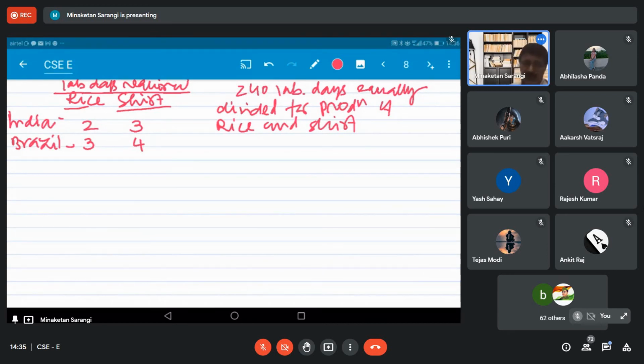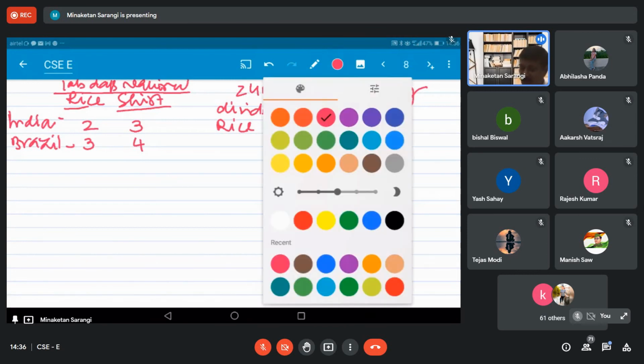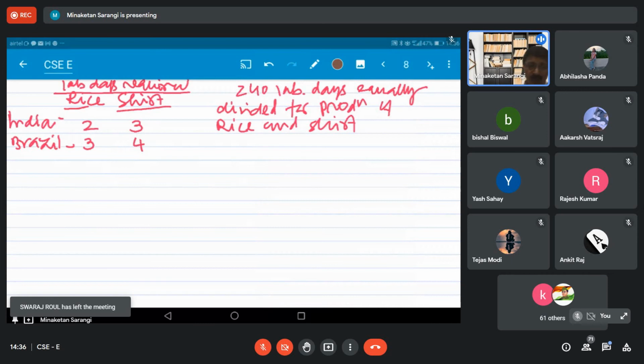Now, here we are observing India is enjoying absolute advantage in the production of rice and sat, and Brazil suffers absolute disadvantage in the production of both commodities. So we cannot explain trade through absolute advantage. Then we'll discuss whether trade is possible with the help of comparative advantage or not. For this, we have to find out the opportunity cost per unit.